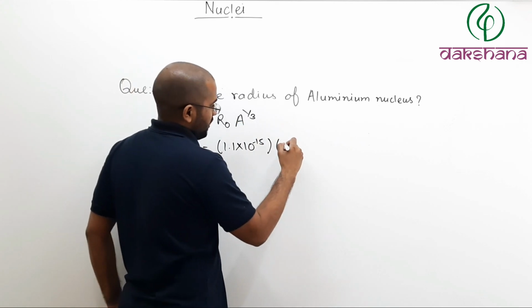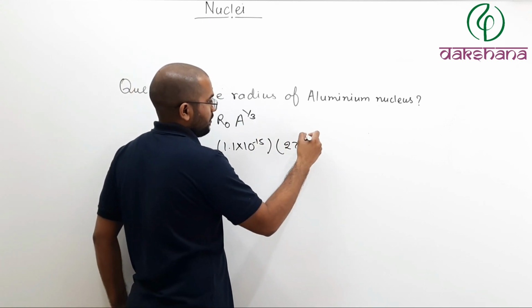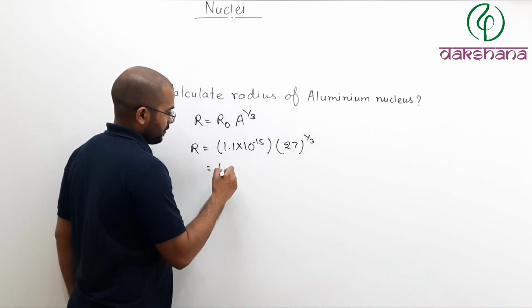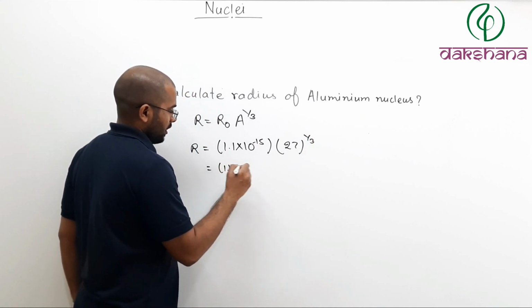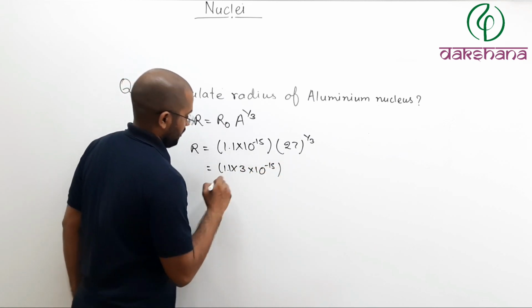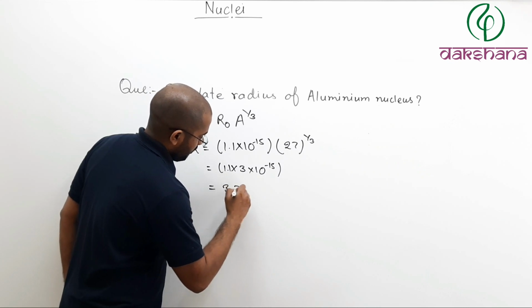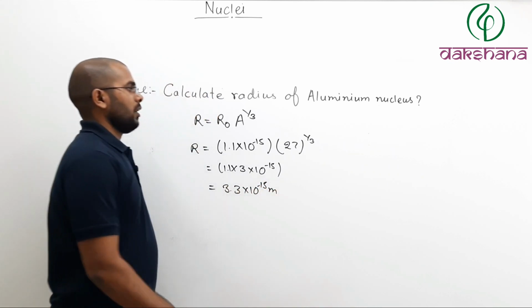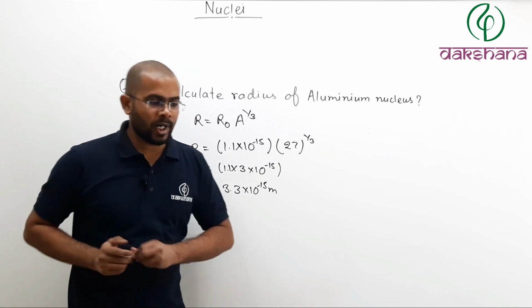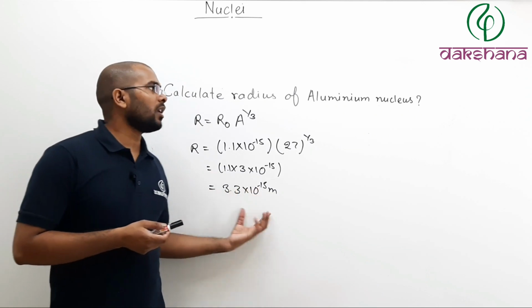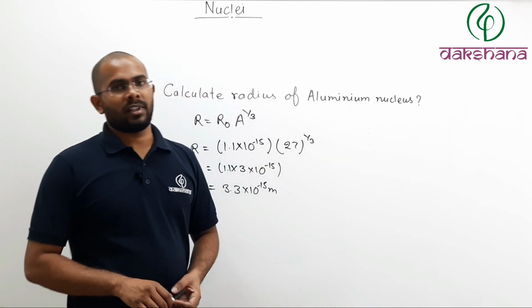So into 10 to the power minus 15 meter. What is the mass number of the nucleus? 27, to the power 1 by 3. So R equals 1.1 into 3 into 10 to the power minus 15, that is 3.3 into 10 to the power minus 15 meter, or you can write it as 3.3 Fermi meter. So this is how small your aluminum nucleus is.